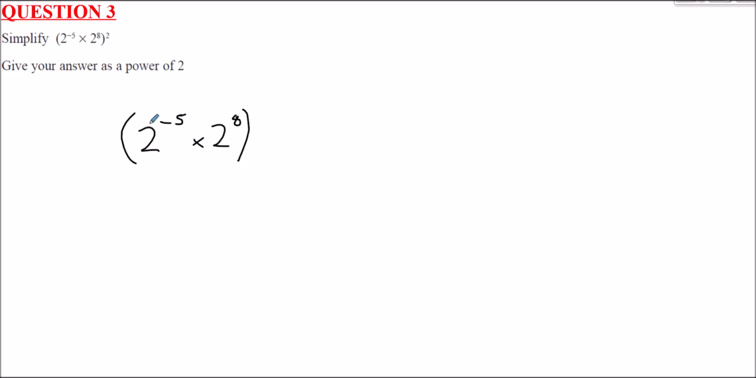So first of all, we can say 2 to the minus 5 times 2 to the 8 is the same as 2 to the minus 5 plus 8. Remember, when we've got powers and we multiply them together and the base numbers are the same, we add the little numbers together. We add the powers. And so 2 to the minus 5 plus 8, minus 5 plus 8 is 2 cubed. So in the brackets, it's just simply the same as 2 cubed.